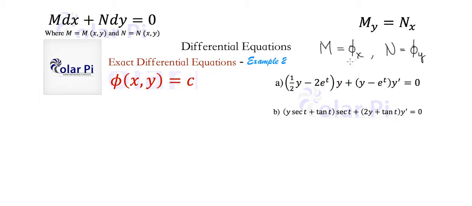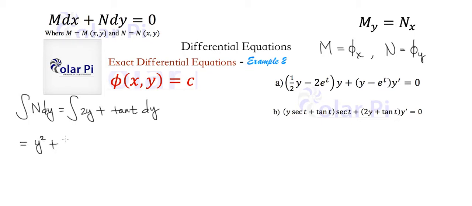So I'm telling you this because the way we get to our solution phi is either by integrating M with respect to x, and by that I mean t in this particular case, or by integrating N with respect to y. And since I integrated M in example 1, I'm going to integrate N in this example 2 for variety's sake. So N dy is what we do then, and that'd read here 2y plus tan t, and then dy. So that's going to say that we've got y squared, and then plus tan t times y.